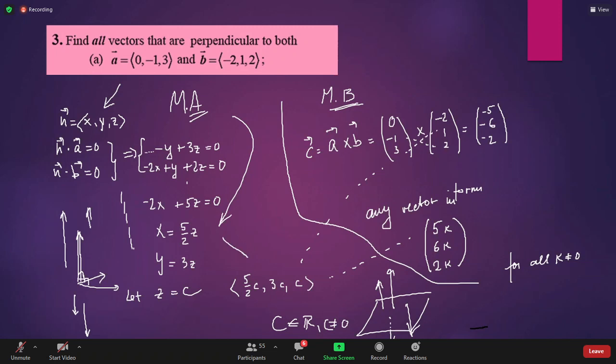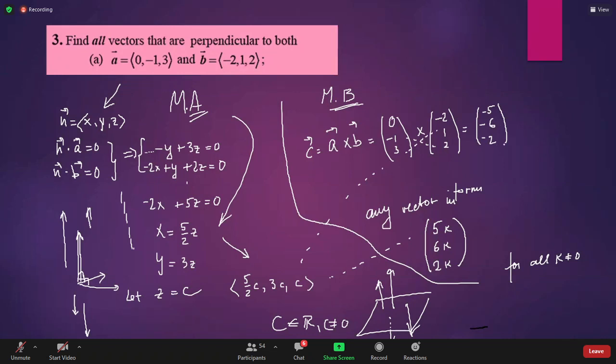That's why we get this parameter C in the vector, because any vector for any value of C would work with this, except for the zero vector. We understand that the zero vector cannot be perpendicular to anything. And on the other hand, if I find one vector like -5, -6, -2, I understand that 5, 6, 2, the opposite vector, will also be perpendicular to A and B. And in fact, any vector which is this times a number. But basically, these two forms correspond to each other.